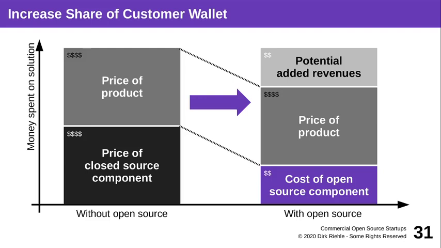It just has more power to price more highly, or it can simply sell more. In order to go from the left to the right, the product vendor has to help diminish the power of the closed source component vendor, and that means they have to invest in open source.